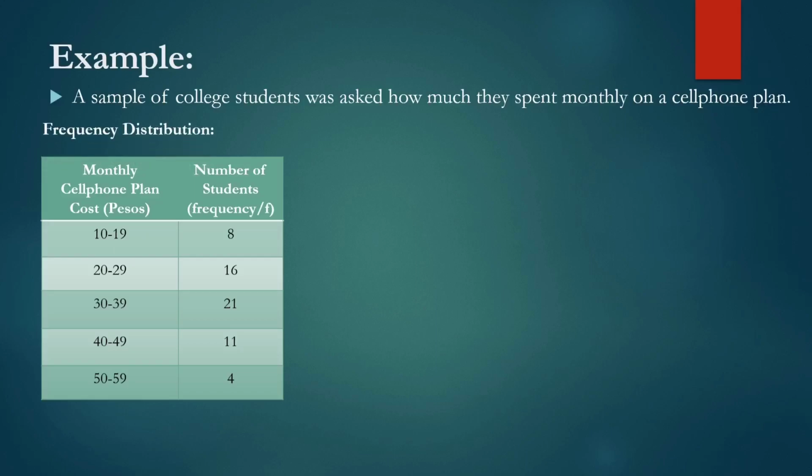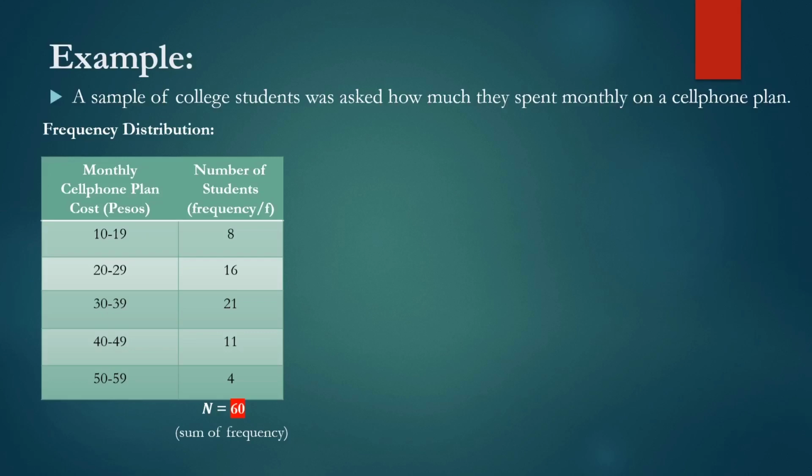First, let's get the summation of the frequency. Let's just add 8 plus 16 plus 21 plus 11 plus 4, and the total is 60. We need the total of frequency later.